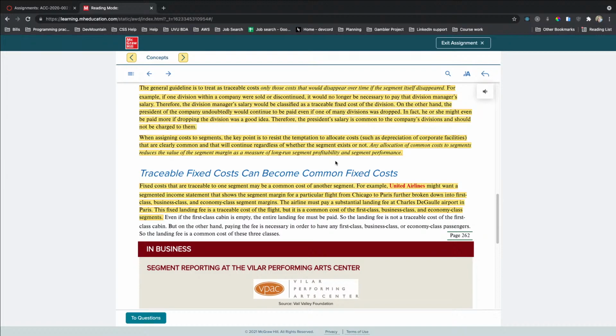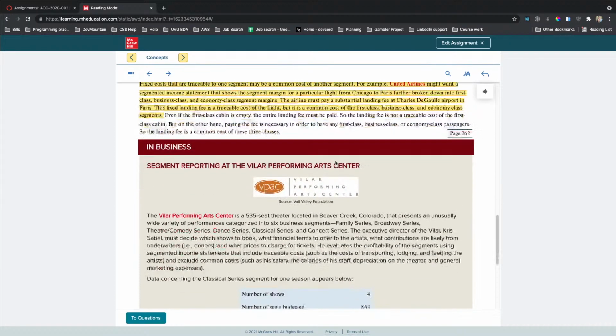Even if the first class cabin is empty, the entire landing fee must be paid. So the landing fee is not a traceable cost of the first class cabin, but on the other hand, paying the fee is necessary in order to have any first class, business class, or economy class passengers. So the landing fee is a common cost of these three classes.